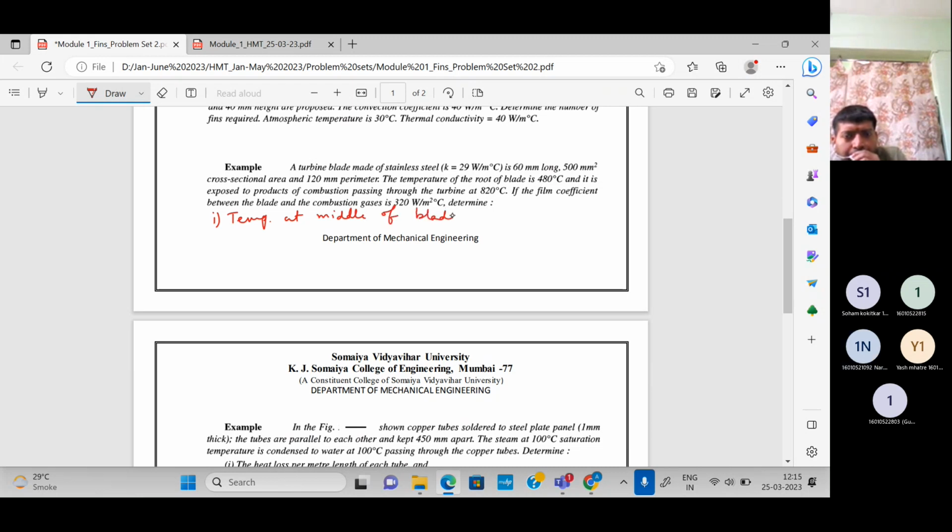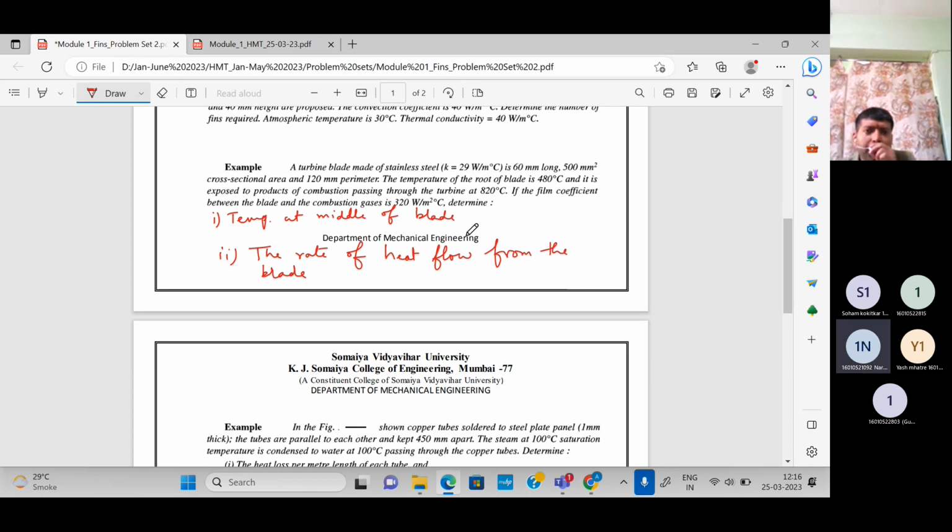This is number one we have to find, and the second one we have to find the rate of heat flow from the blade. The rate of heat flow from the blade. Okay, so this we have to find. So you write this in the question sheet. I missed this part, what we have to find in this problem.